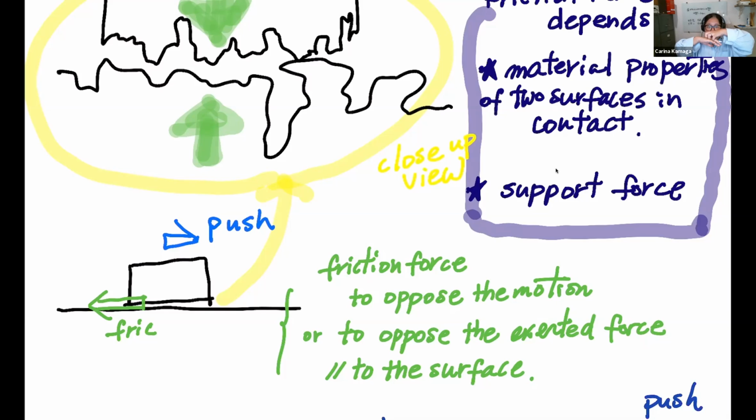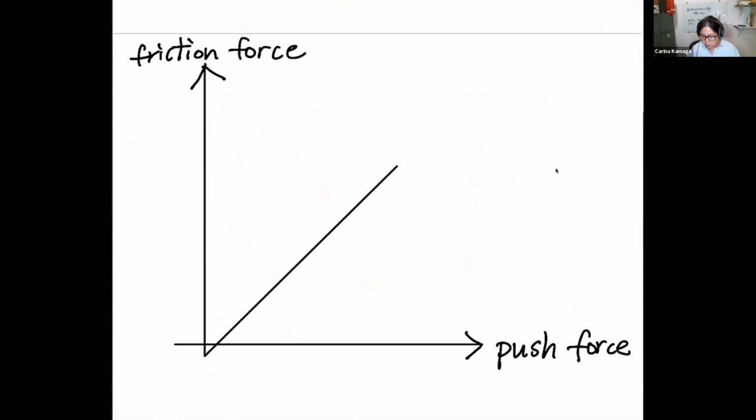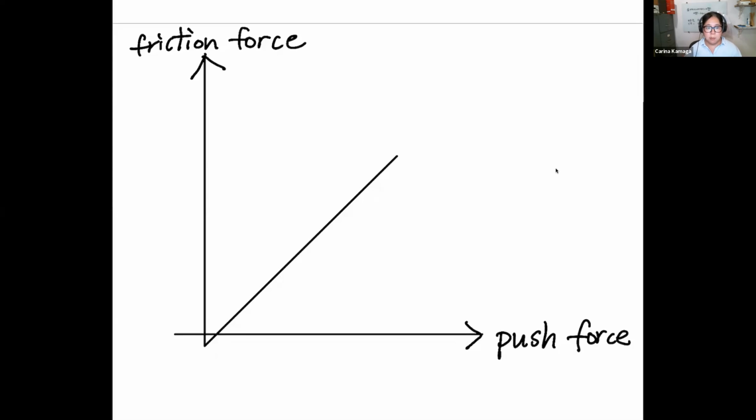Even though it starts unlocking, you still have that bumpiness with each other, so the friction force is still applied. It's not going to suddenly disappear just because you unbonded the two surfaces that stuck together. You're still going to have the bumpiness, so you still have a friction force. The amount of friction force only depends on the material properties of the two surfaces and the support force. So even though you increase the push force, after it starts moving the friction force is going to stay rather constant.